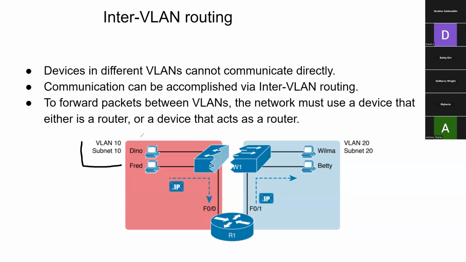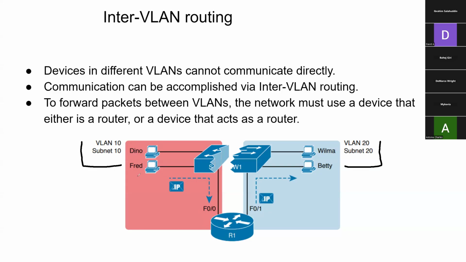This is just a network, right? And then VLAN 20 and subnet 20, these are just two separate networks, right? Let's just think of it that way. So let's say in this situation, we want Fred to send an IP packet over to Betty. How does this work? Because we know that the VLANs can't communicate with each other, right? They're in two separate VLANs.